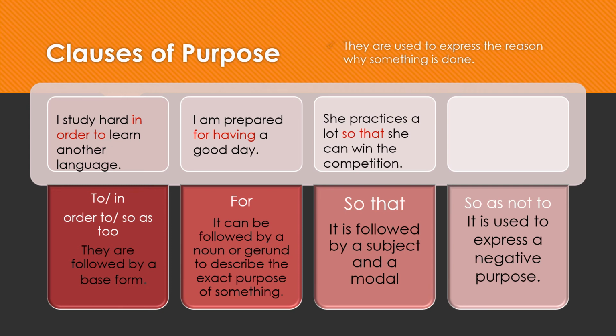She practices a lot so that she can win the competition. She can: so we have the subject plus modal. So the reason why she practices is to win the competition, because she wants to win it. He takes notes so as not to forget important details. So the reason why he takes notes is not to forget the details. So we can say so as not to forget important details, and it is expressing that reason.